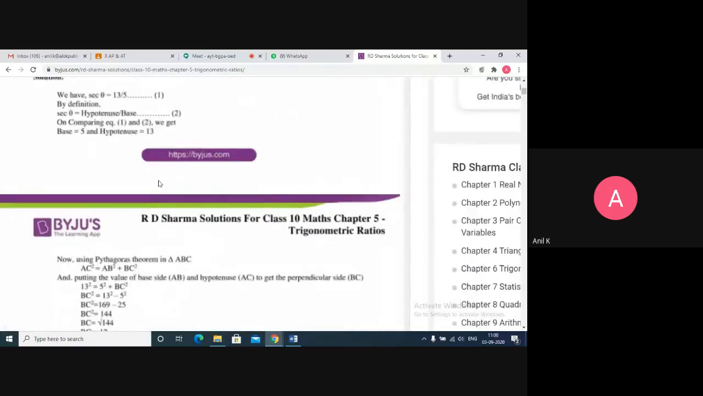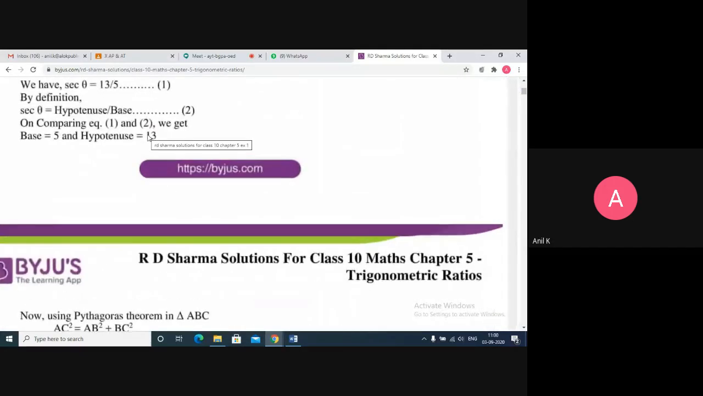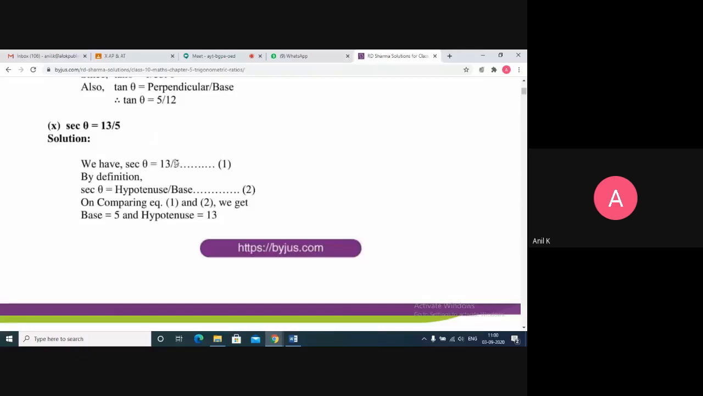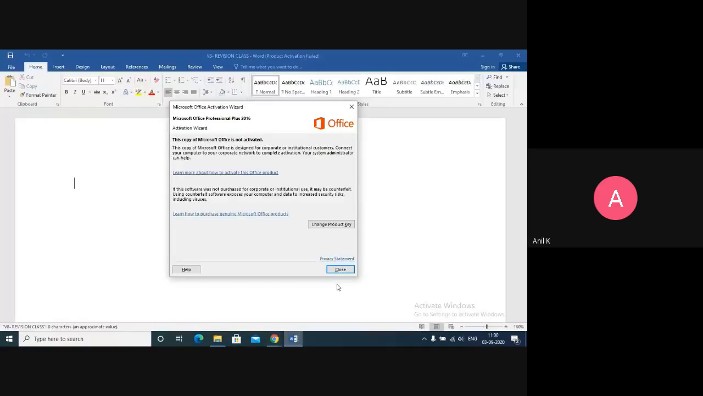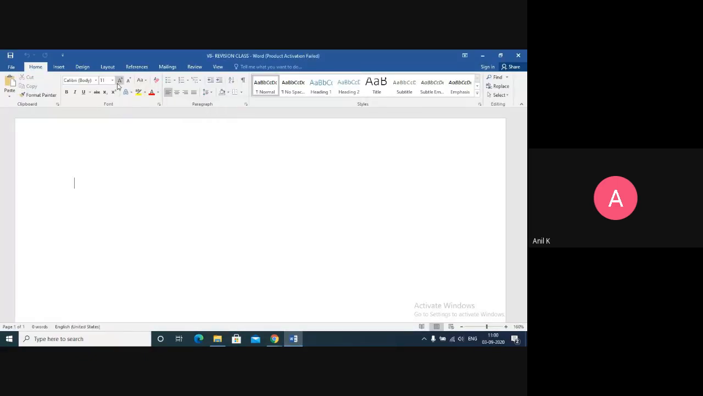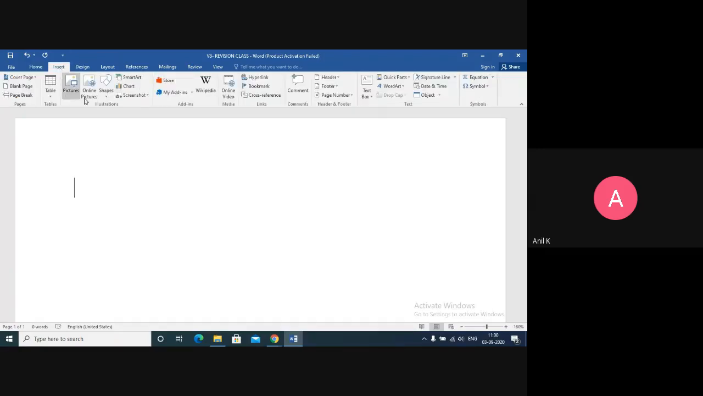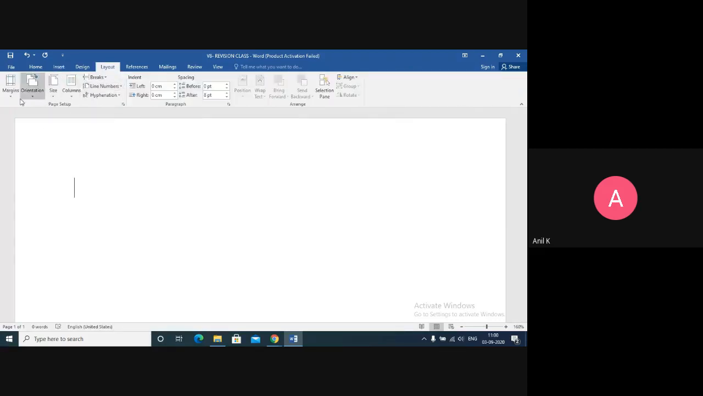First question is something: sec theta equals 13 upon 5. So we have to find the other trigonometric ratios. What I do is I give the question. Keep your pen and paper ready. These are revision classes, so I expect the answers from your side.